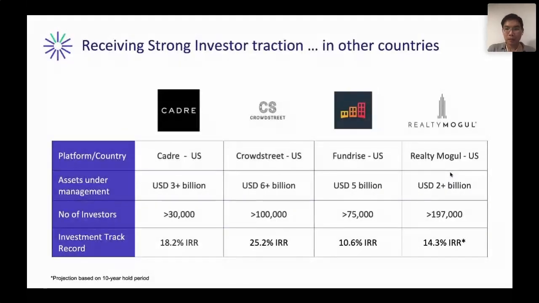Now, let's get more color into some of these existing platforms in the States. Here we have some of the leading platforms: Cadre, CrowdStreet, Fundrise, and Realty Mogul. Deals completed through their platforms have grown to a range of 2 to 6 billion US dollars. Investor traction has also grown to approximately 200,000 for the larger platforms and tens of thousands for the smaller ones. These companies have been around for 4 to 6 years, and they have achieved a strong following within a short span of time.